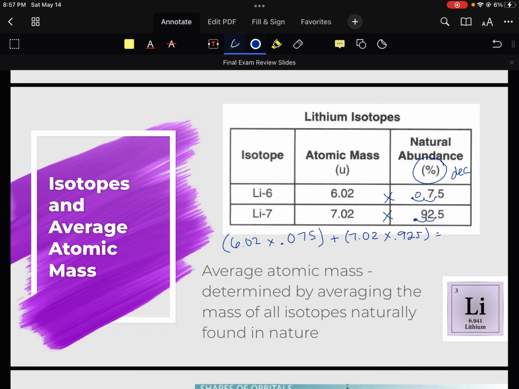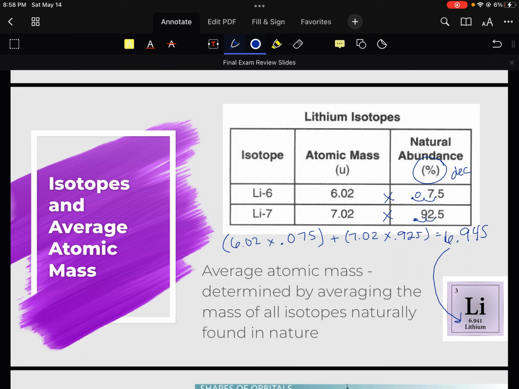And so when I multiply those and then add them up together, it's going to give me the average mass. So if I type that in my calculator, 7.02 times 0.925, that leaves me with 6.945, which, if we look at the actual mass number on the periodic table, we're pretty much on the nose.